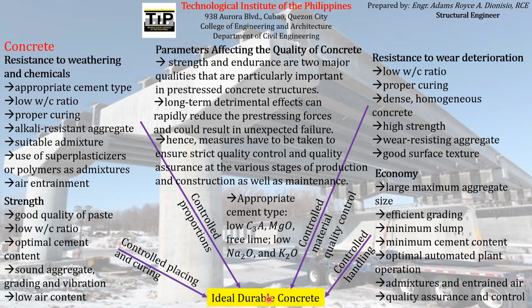Together with, most especially, there must be an appropriate cement type used in our concrete, because we all know that there are different cement types depending on the use or purpose of the concrete. So we must use an appropriate cement type in order to produce an ideal or durable concrete. So these are the things that we must ensure that our concrete possesses in order for it to be ideal or durable concrete that will be used in pre-stressing activities.